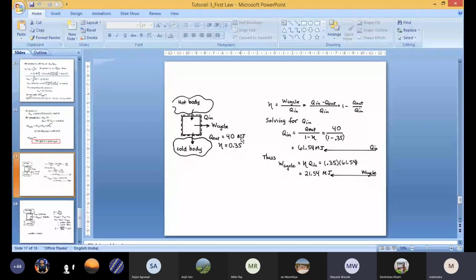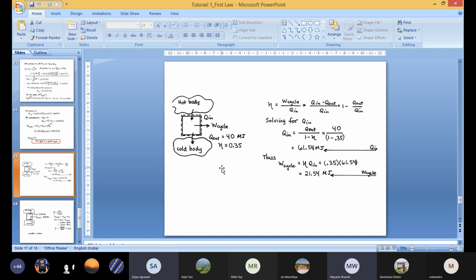Q out is given as 40 megajoules. Then based upon this, we are calculating Q in. How much is the Q in? Sir, are we considering that this is an isothermal process? Yes, sir. We are not talking about any isothermal process. We are talking about the cycle overall only.